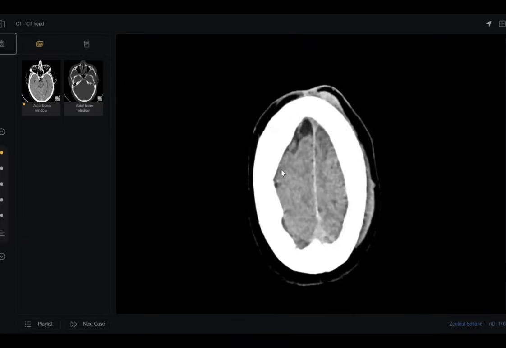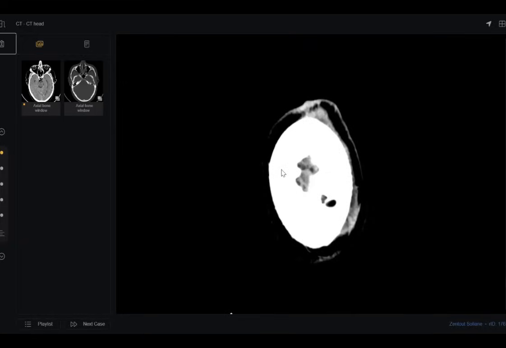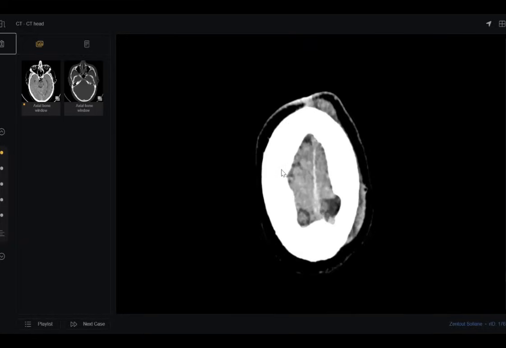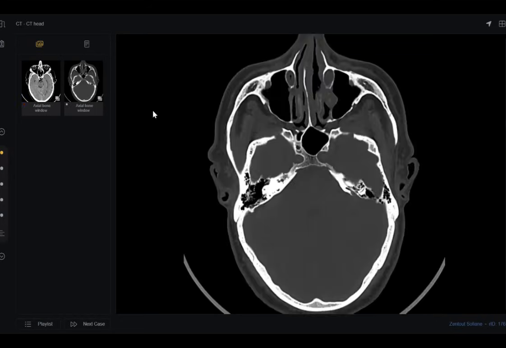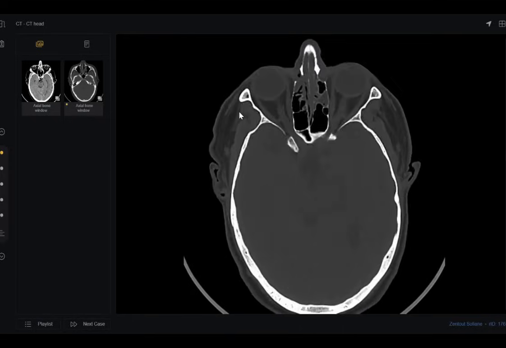I will do an MRI because I think there's a space occupying lesion in this location. Okay, but it is very near the bone. Ask for bone window. Yes. Look at the bone window also.